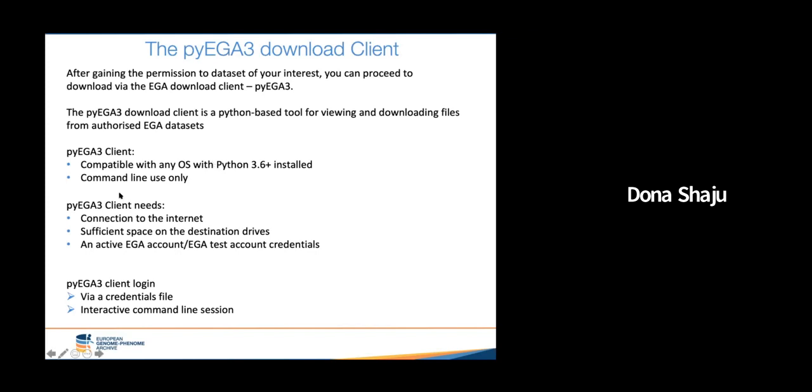And the three major requirements would be connection to the internet and sufficient space on the destination drive, as some data sets can be very huge, like it could be 10 terabytes or some data sets could be 50 terabytes. So it's important that you have sufficient space on your destination drive. And of course, you would need an active EGA account.